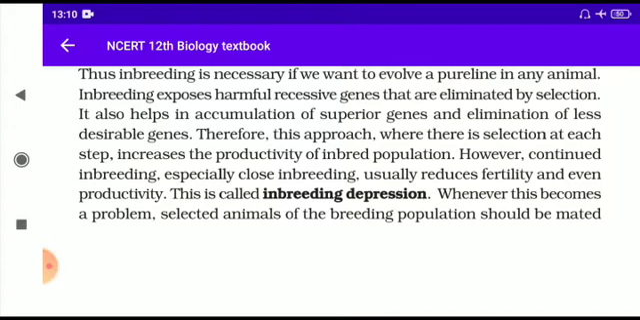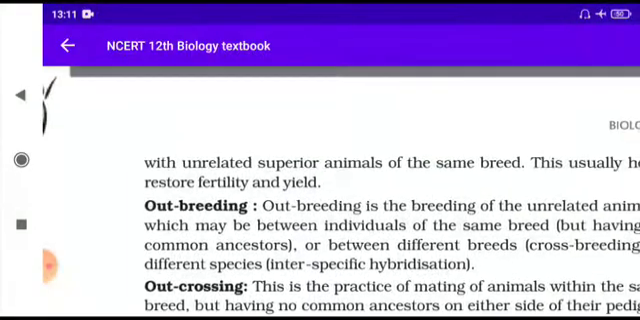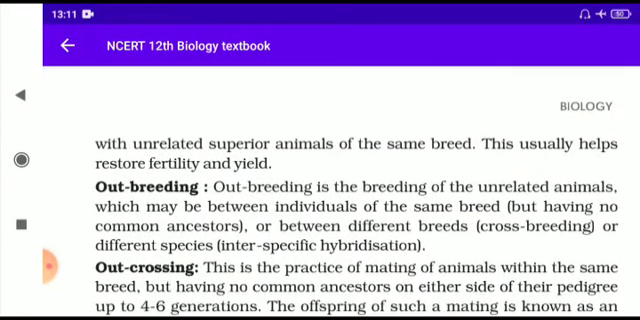Whenever this becomes a problem, then selected animals of the breeding population should be mated with other breeds or unrelated superior animals of the same breed.